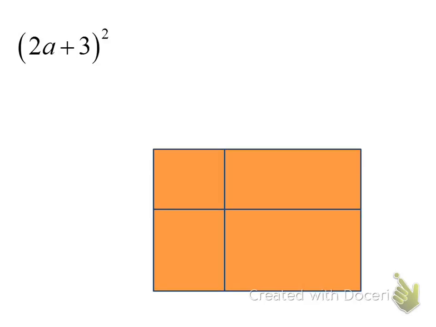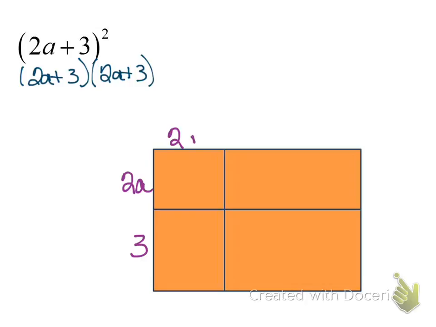All right. So we briefly went ahead and discussed that (2a + 3) squared is going to look like (2a + 3) times (2a + 3). You don't necessarily have to rewrite it like I'm going to. You can just leave it as a square if you'd like, but I'm going to rewrite it because I like to. Okay, so my first height is going to be? 2a. And my second? 3. And my first width? 2a. And my second? 3. Okay, now I'm ready to find the area.